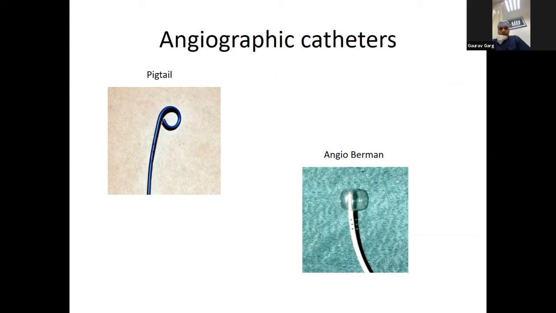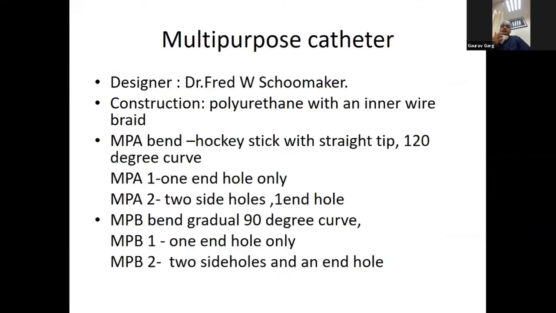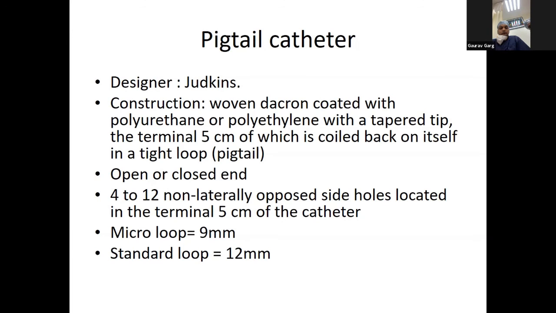Now coming to angiography catheters, the most commonly used are the pigtail or Angio-Bowman catheters, designed by Judkins. It has a terminal 5 cm which coils back on itself and forms a tight loop like a pigtail. That's why the name pigtail is given. It has 4 to 12 side holes, located in the terminal 5 cm inside the loop so that it doesn't cause injury when we take angiography with the help of this catheter.